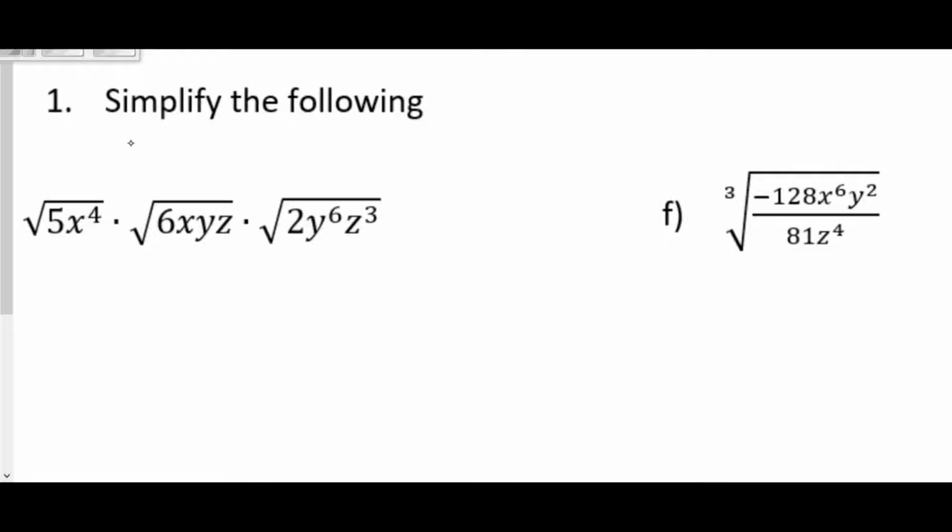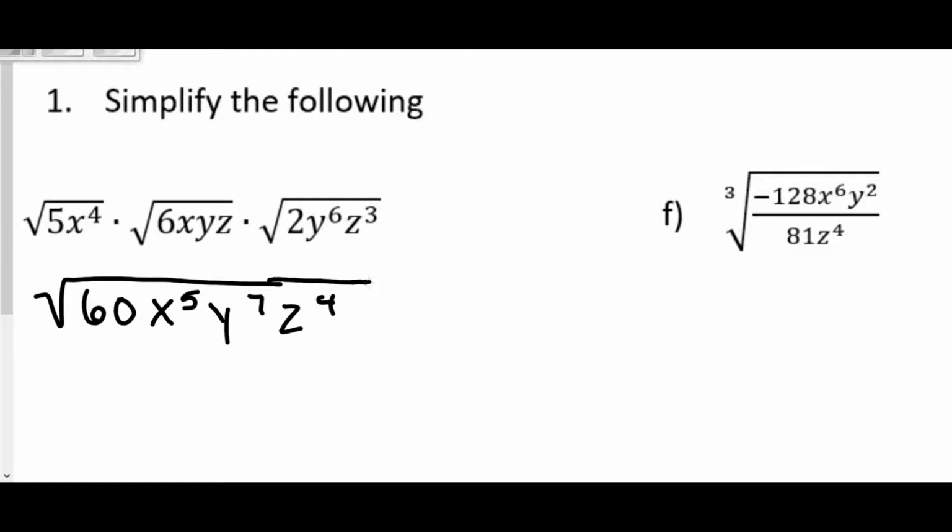So the next simplification problem we have is to simplify a product. So when we're doing products of radicals, you multiply what's on the outside and you multiply what's on the inside. So clearly here we just have stuff on the inside. So all you're going to do is multiply across. So 5 times 6 times 2 gives you 60. X to the 4th times x gives you x to the 5th. Y times y to the 6th gives you y to the 7th. Z times z cubed gives you z to the 4th.